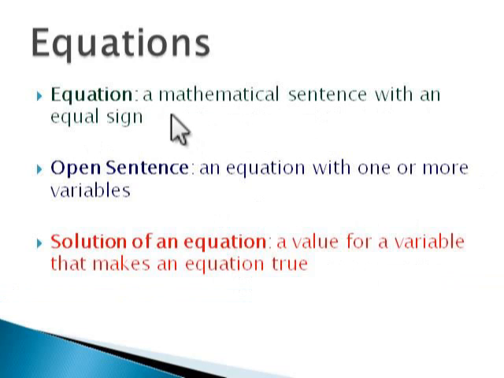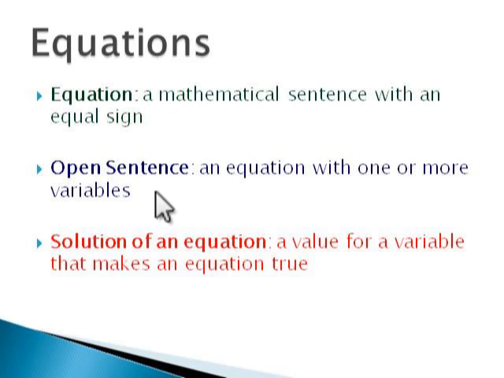Equation, which is a mathematical sentence with an equal sign. Remember in lesson 1 we talked about an algebraic expression, which is a phrase. It doesn't have an equal sign. It's not complete. An equation is complete. It has an equal sign. So 3 plus 5 equals 8. That would be an example of an equation.